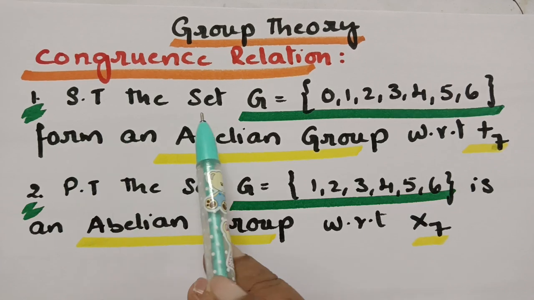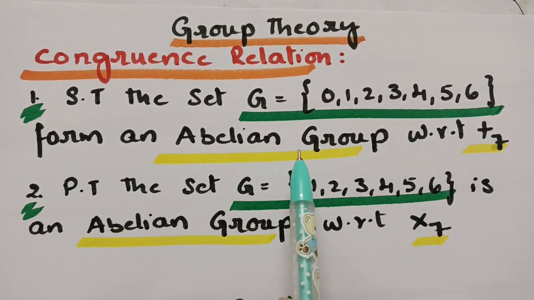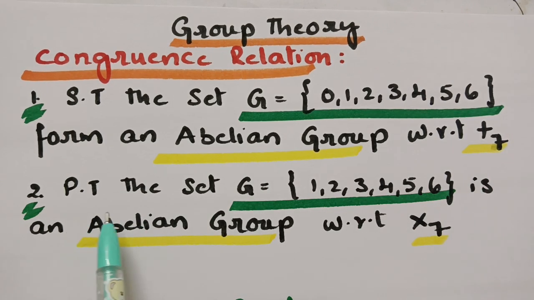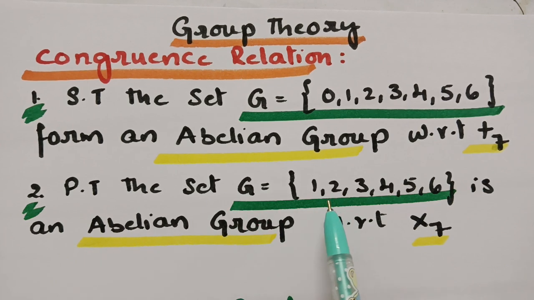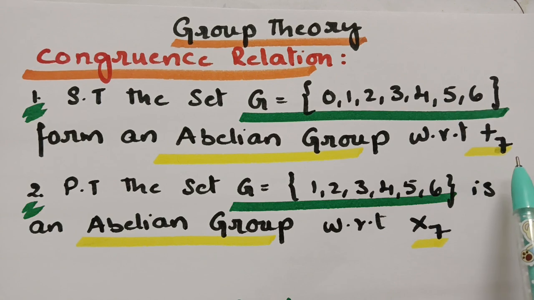Those are: show that the set 0, 1, 2, 3, 4, 5, 6 forms an abelian group with respect to addition modulo 7. And next one, we have to prove that the set G = {1, 2, 3, 4, 5, 6} is again an abelian group with respect to multiplication modulo 7. Here the set is given and we have to show that the set is an abelian group with respect to the binary operator, that is multiplication modulo 7, here addition modulo 7.